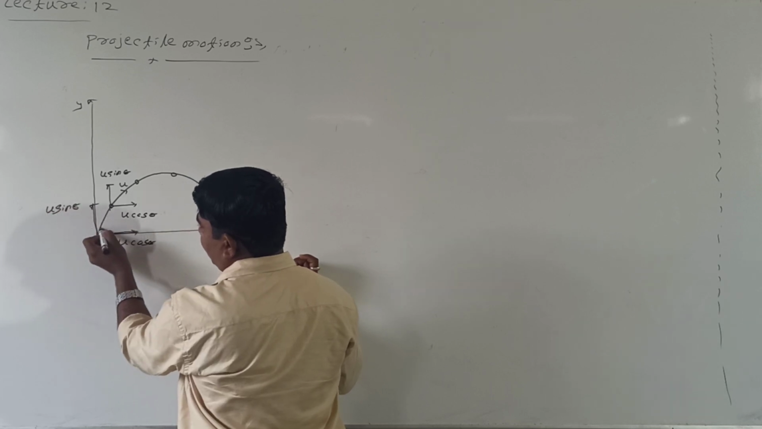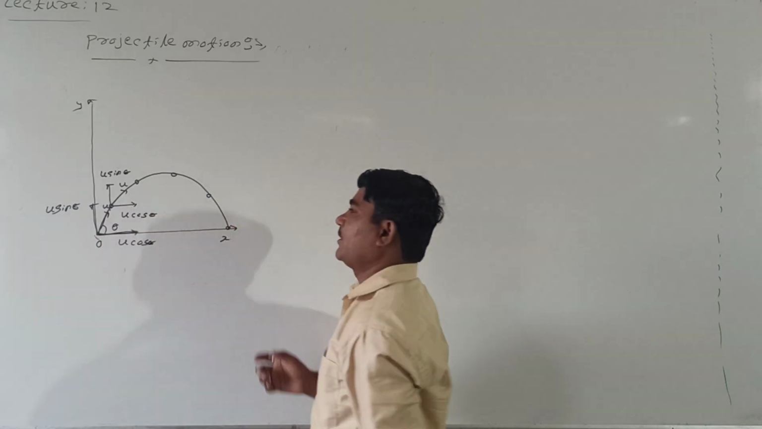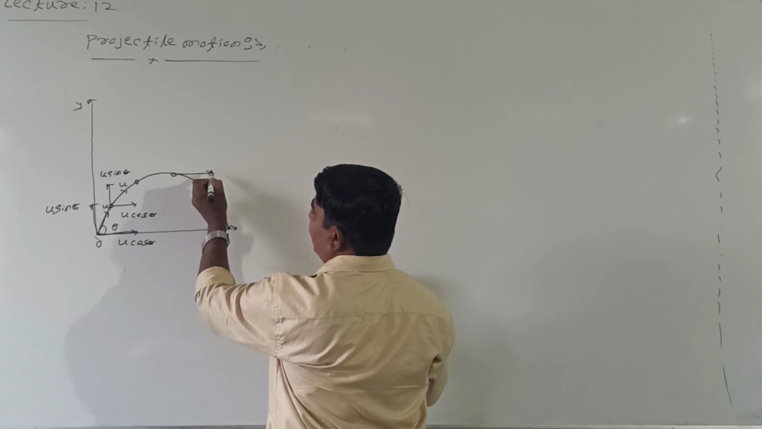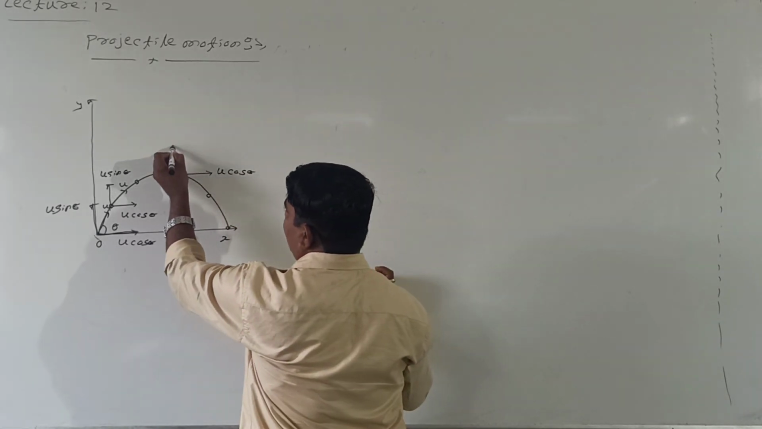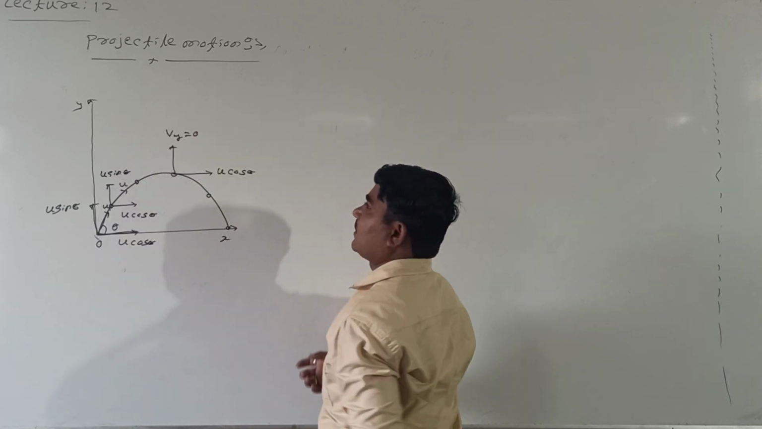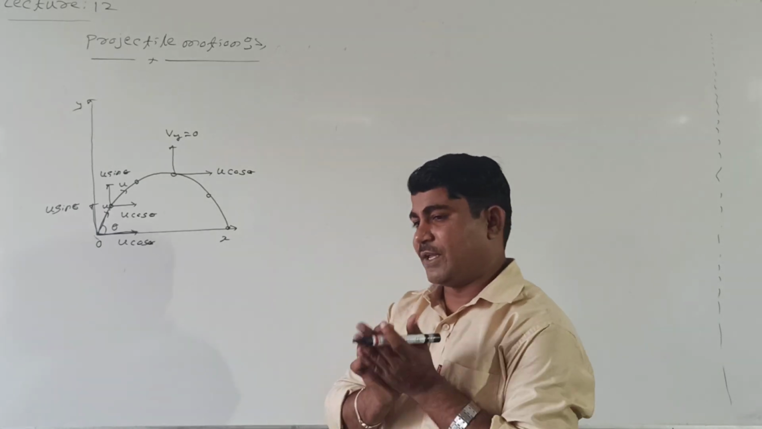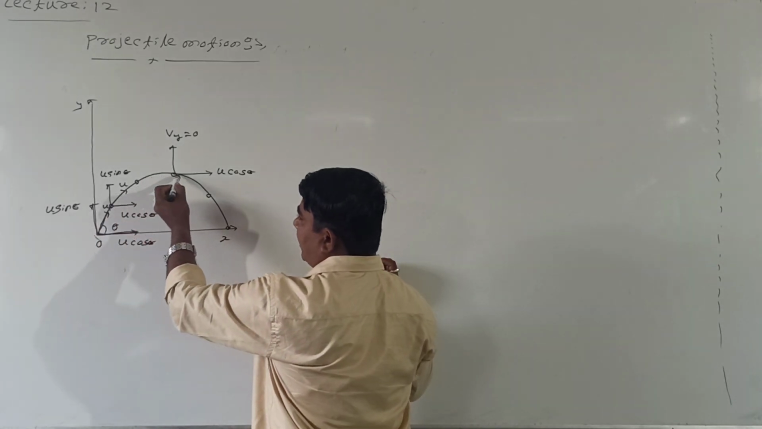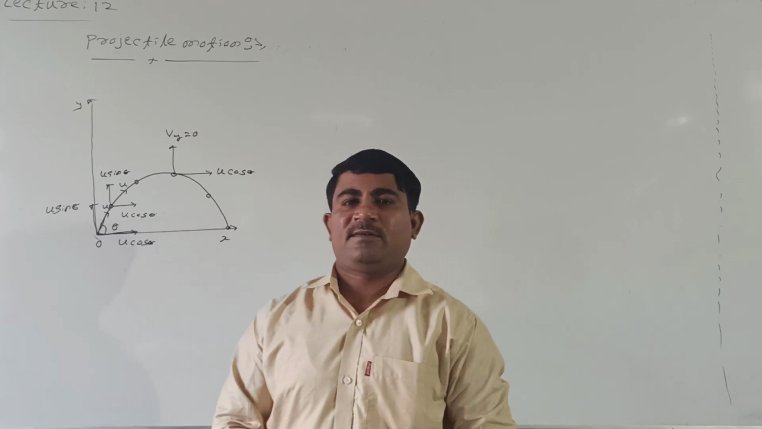U sin theta, what about this? Resultant velocity u. This is what we are calling angle of projection. At the highest point, what happened? Velocity u cos theta remains. But what is the vertical component of the velocity at this point? The vertical component of the velocity becomes 0. Vy becomes 0. Right? See here. What are we calling this? This we are calling the trajectory of the projectile. Trajectory means the path followed by the projectile.